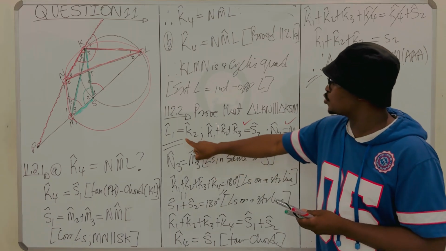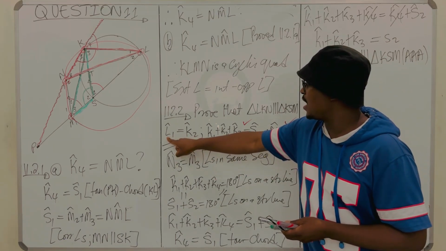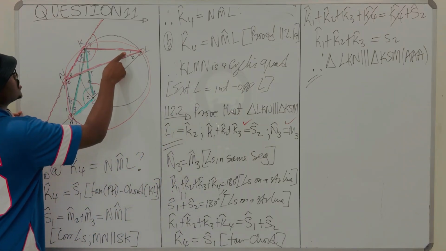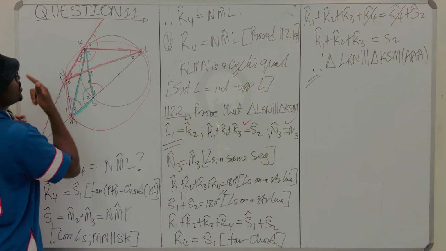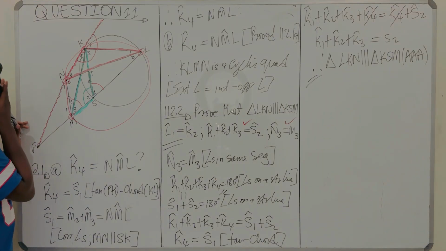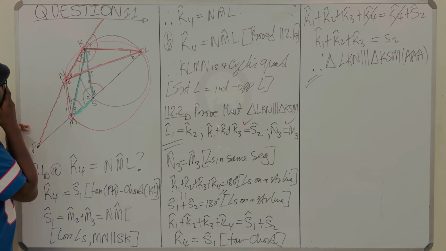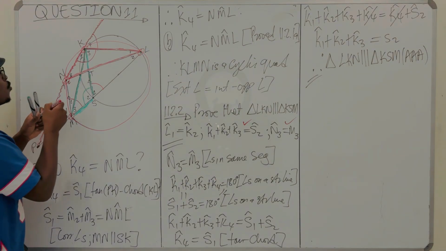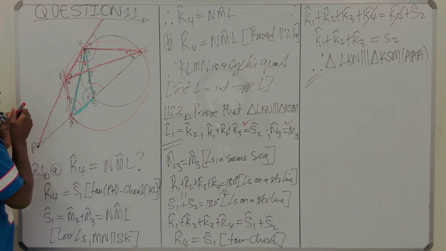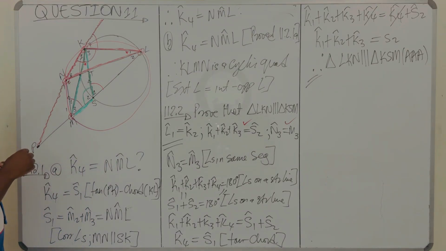Let's say maybe you wanted to show L1 and K2, which means you wanted to show that this angle L1 is equal to angle K2 over here. Right? No problem. So how can we go about this? We want to show that L1, which is this angle, is equal to K2, which is this angle over here. Right? That's what we want to show. How can we go about this?